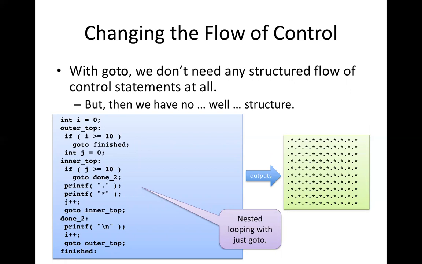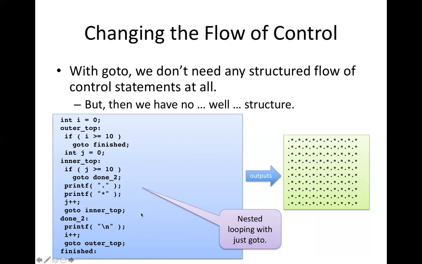I'm going to keep looping until I is at least 10. When it's done, I'll jump out of all of this code. This part down at the bottom is kind of like the rest of that for loop. Every time around the loop, I'm going to increment I and go back to the top. So it's kind of like I wrote my own ugly code for a for loop. And the same thing's going on inside here.